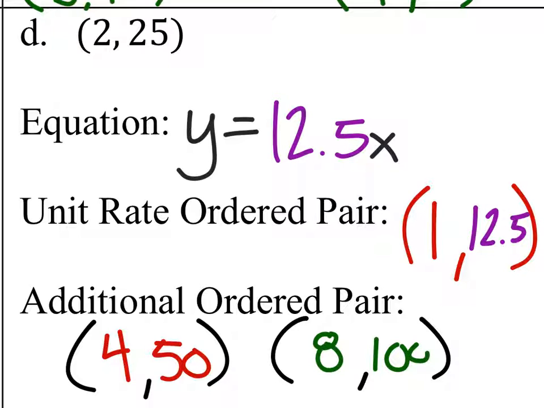Let's try one more. Let me give you the x value though. Let's try negative 12. What if x was negative 12? What would the y value be? Negative 150. That's correct. I got negative 150. Negative 150.